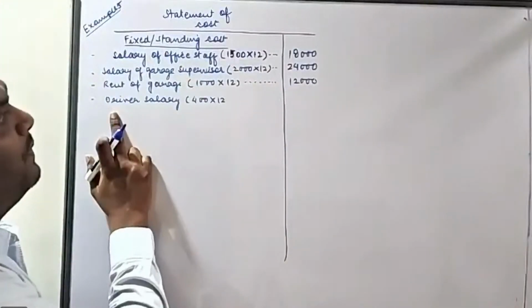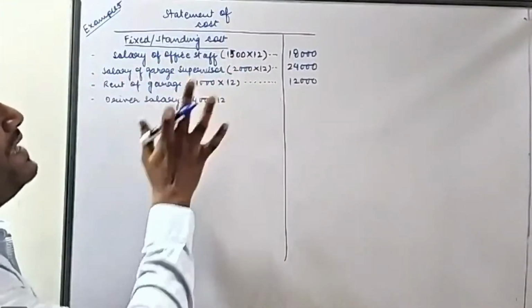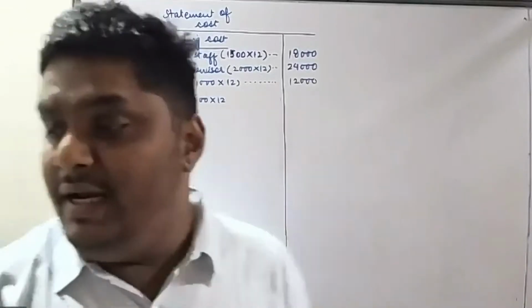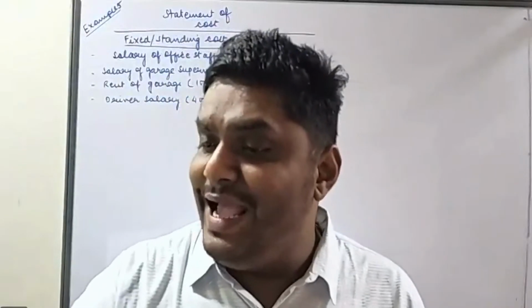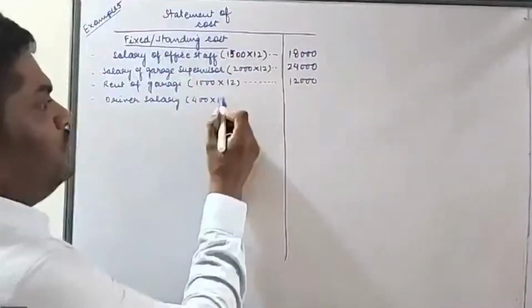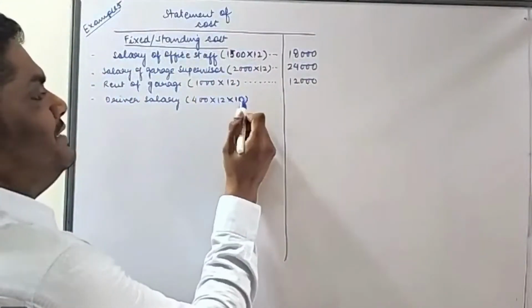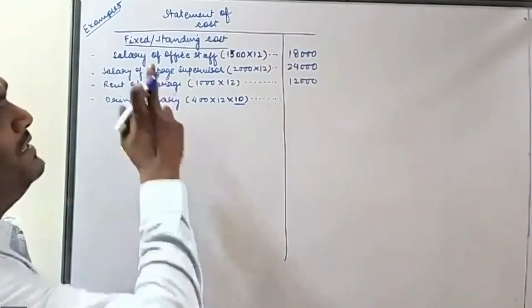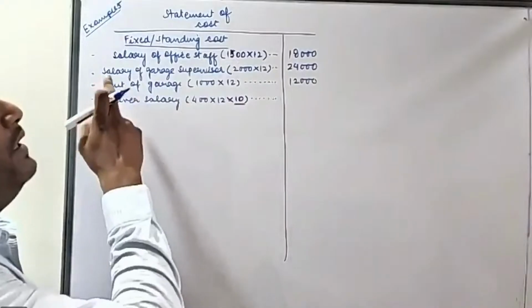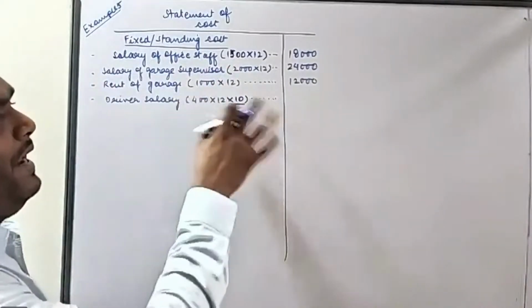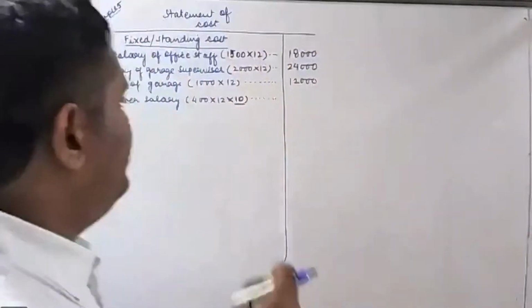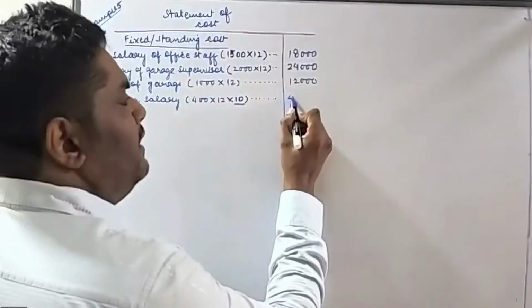See, salary of office staff we have taken, salary of garage supervisor we have taken, rent of garage we have taken, now driver salary. And see guys, there are total 10 taxis. So the salary will be multiplied by 10 because the number of taxis are 10. See, one office staff is appointed, one garage supervisor is appointed, the rent of garage will be for the 12 months. But when talking about the driver salary, since there are total 10 taxis, so there will be total 10 drivers. So this will be 48,000.